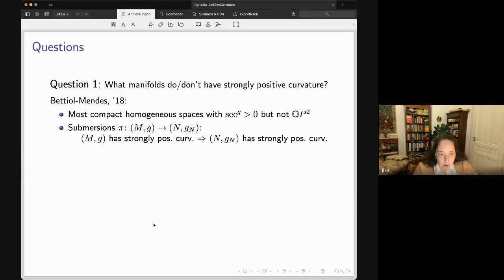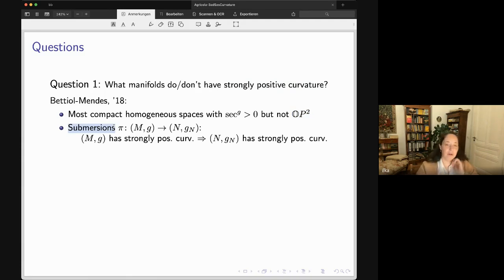Namely, most compact homogeneous spaces with positive sectional curvature actually have the stronger property of strongly positive curvature. But not all, and the main exception is actually the canonical. Okay, furthermore, strongly positive curvature behaves very well under Riemannian submersions.